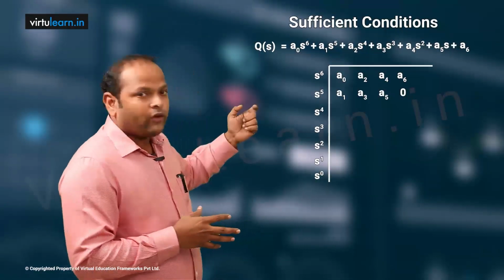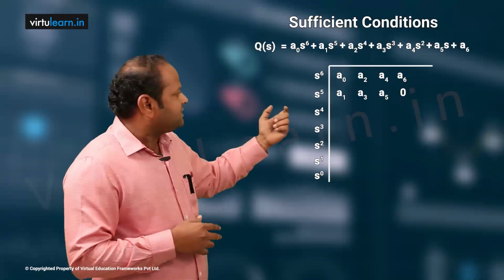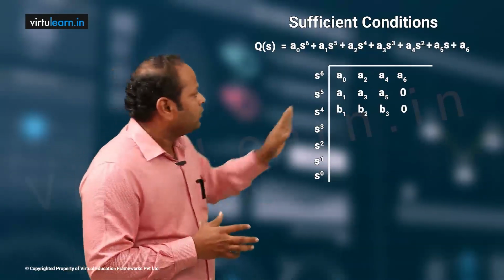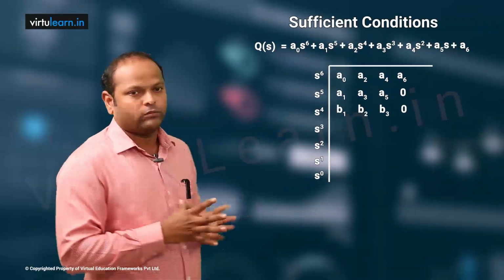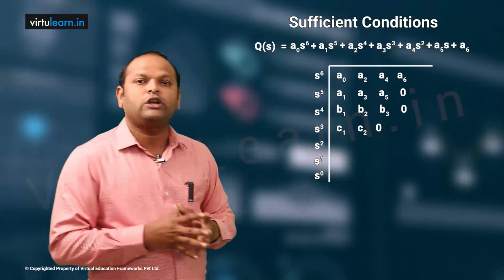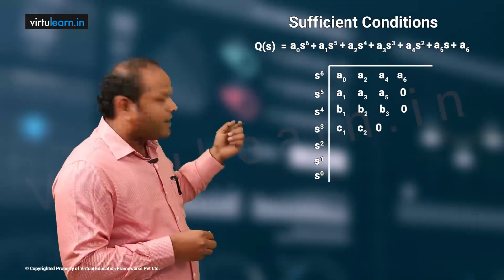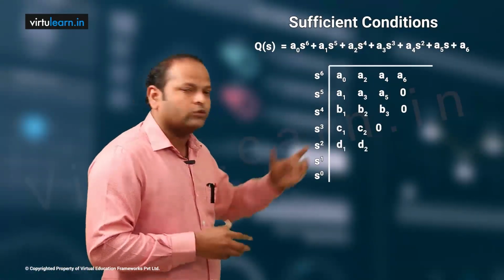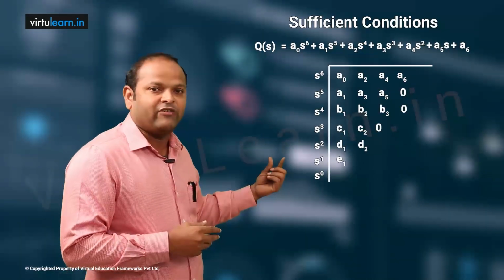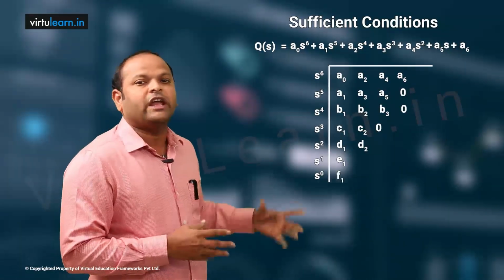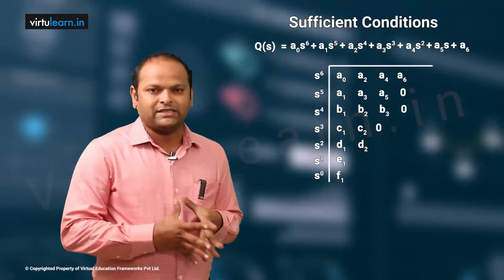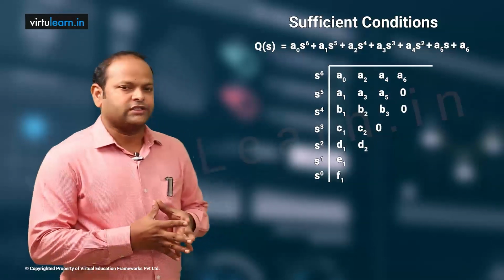Next, we have the S^4 row. I am defining it as B1, B2, B3. Don't go beyond B3 for this S^4. Next, S^3 will have C1, C2, only 2 elements to be calculated. For S^2 we have D1, D2, again only 2 elements. For S^1 we have only E1, 1 element, and S^0, F1, 1 element. Once we fill all the elements like this, let us see the calculations.